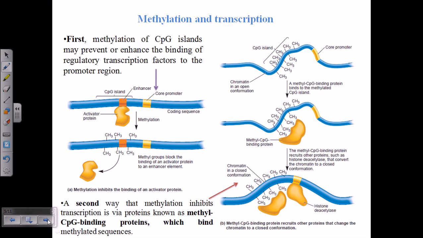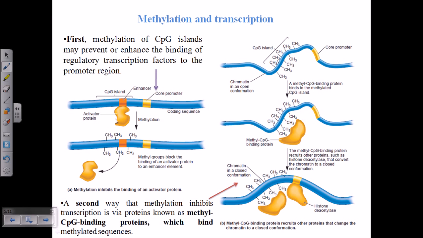Now let's talk about the role of this methylation in transcription. I've told you that the activity of methylase is to block transcription, to halt transcription, so that the expression of certain genes gets silenced, right? It can achieve this goal by two different means. The first is that methylation of CpG islands may prevent or enhance the binding of regulatory transcription factors.